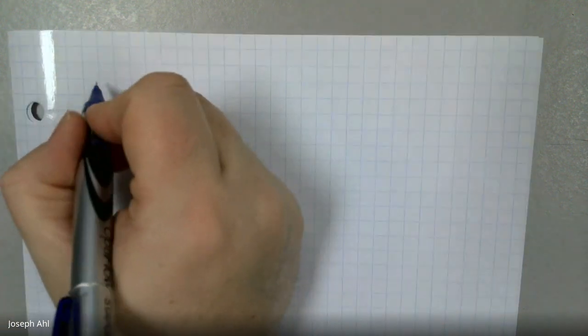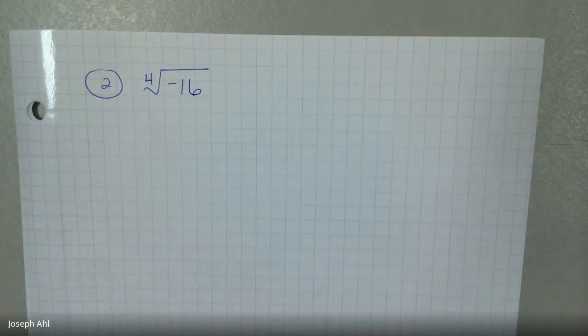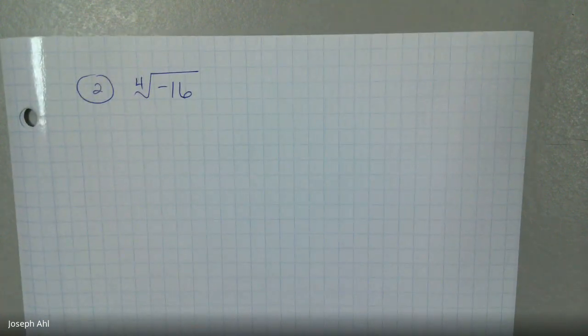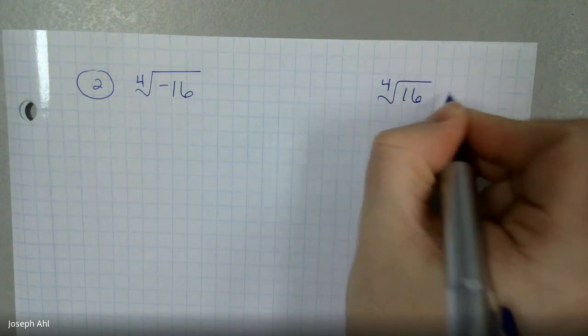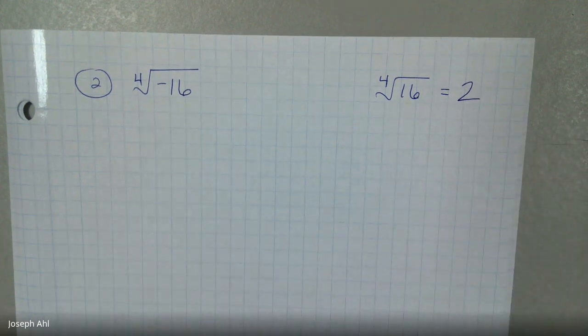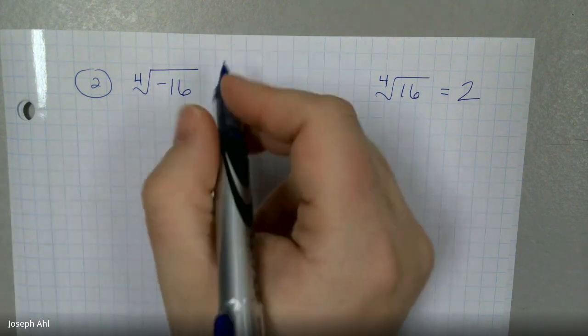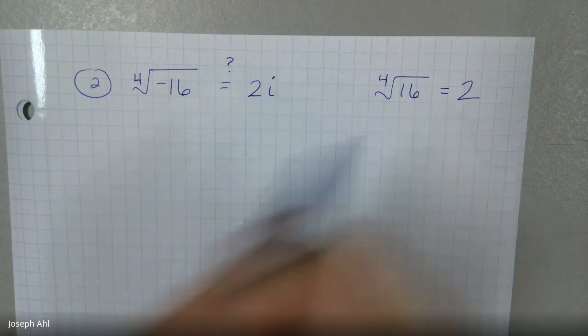So if we take a look at something like the fourth root of negative 16. Okay. Fourth root of negative 16 is kind of an interesting case because if you look at just the fourth root of positive 16 to start, the fourth root of 16 is 2, because 2 times 2 times 2 times 2 is 16. So then some might beg the question, is the fourth root of negative 16 equal to 2i, maybe? I don't know.